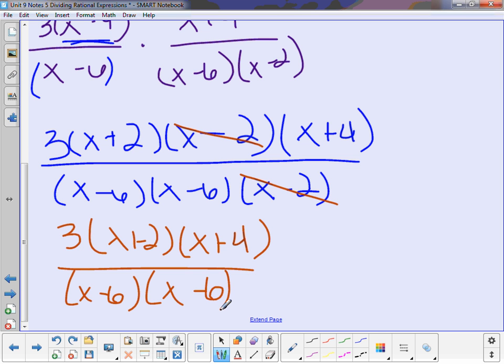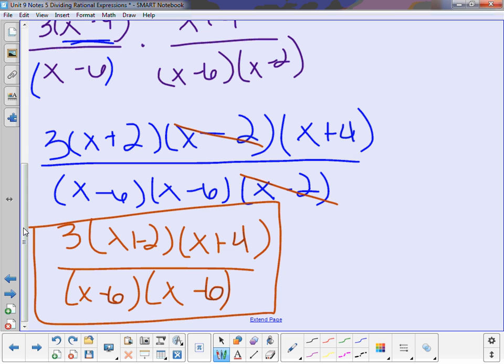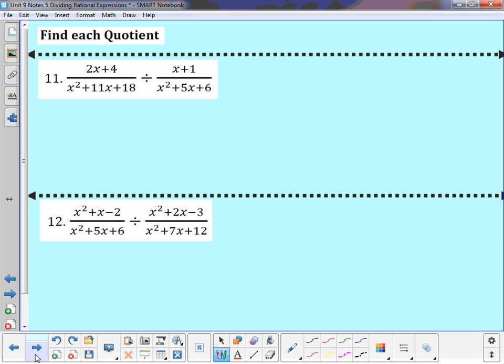Now for right now, because we're still learning this, I'm not going to require you guys to go through and actually multiply these guys out. Okay, so this is a good enough of a final answer for me. Just make sure you're canceling out those leftover factors. Next, let's take a look at number 11.